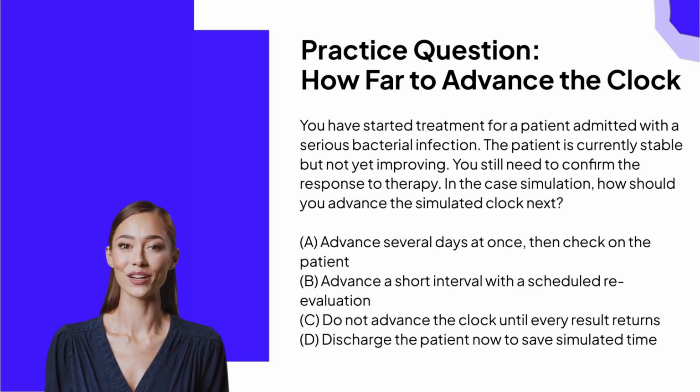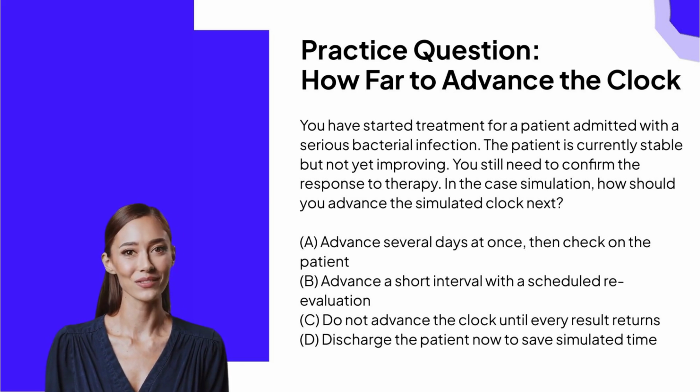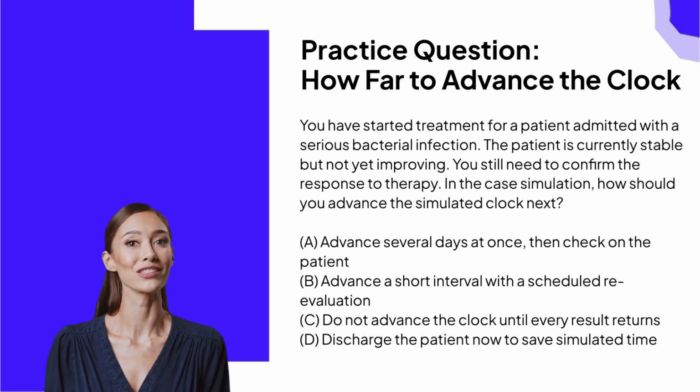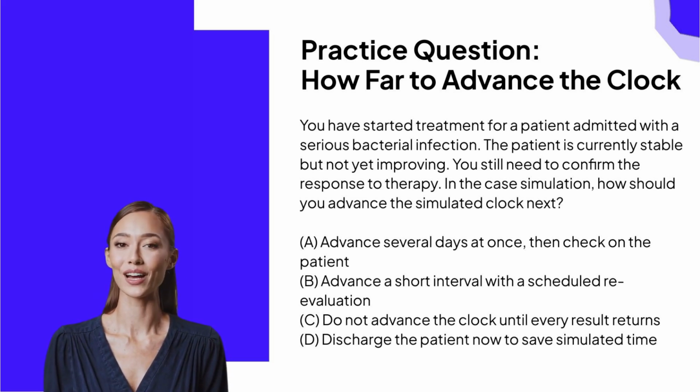Option A, advance several days all at once and then check on the patient. Option B, advance a short interval with a scheduled re-evaluation. Option C, do not advance the clock at all until every single result returns. Option D, discharge the patient now to save simulated time. Decide what protects the patient while still moving the case forward.